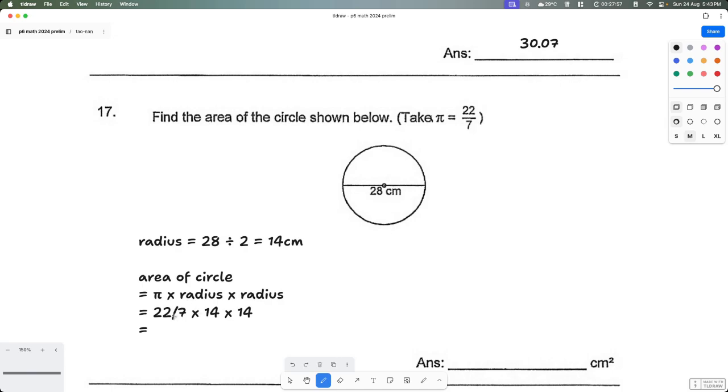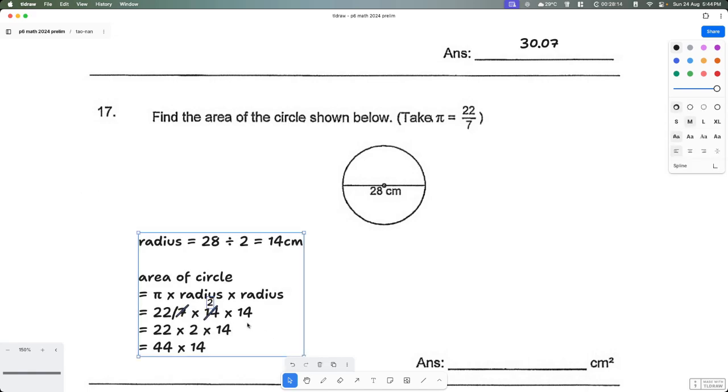Let's just draw a line. Cancel 7, cancel 14 and this will then become 2. So that means this will be 22 times 2 times 14, which is equal to 44 times 14.